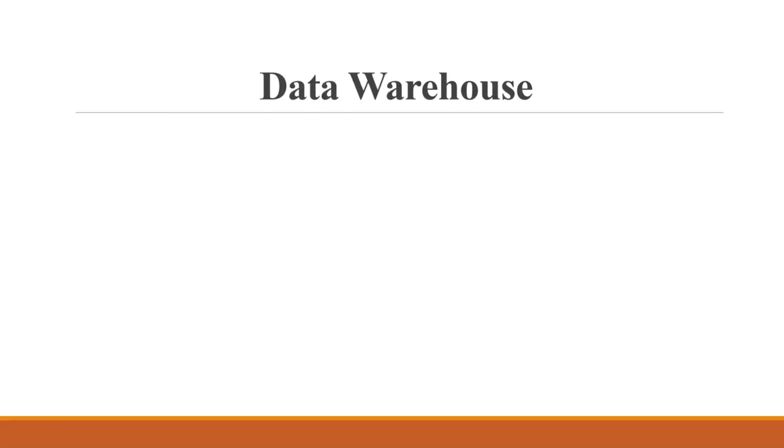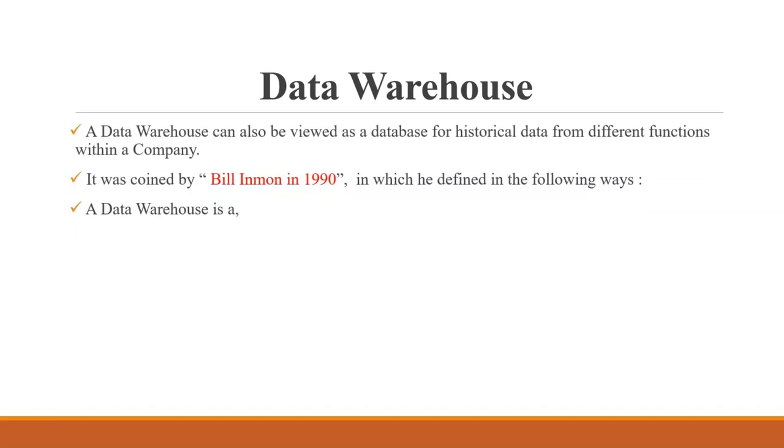Let us see the data warehouse. A data warehouse can also be viewed as a database for historical data from different functions within a company. The term was coined by Bill Inmon in 1990, in which he defined it in the following ways. A data warehouse is, first of all, subject oriented, integrated, time variant, and non volatile.